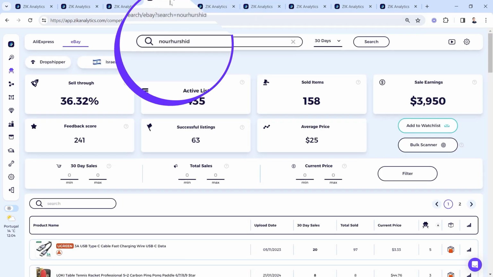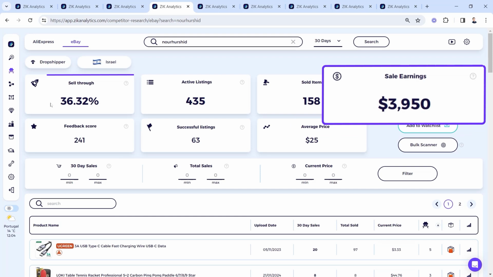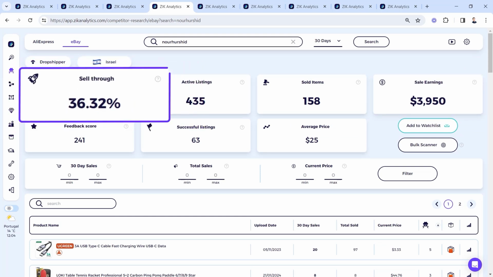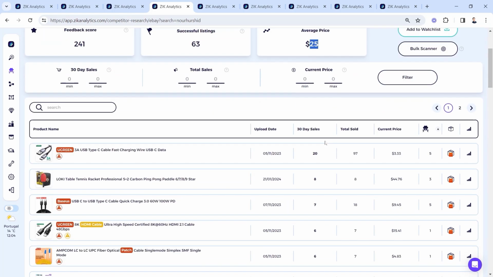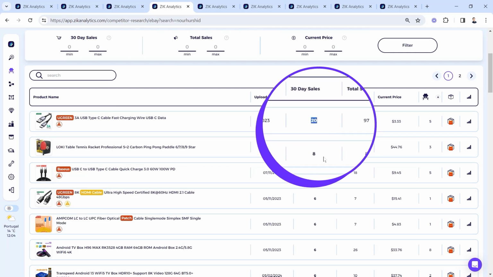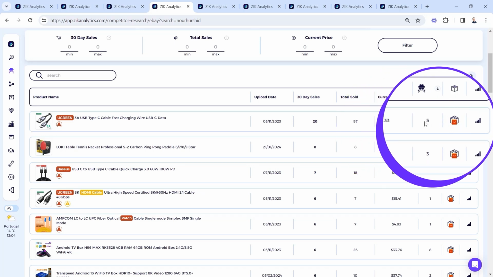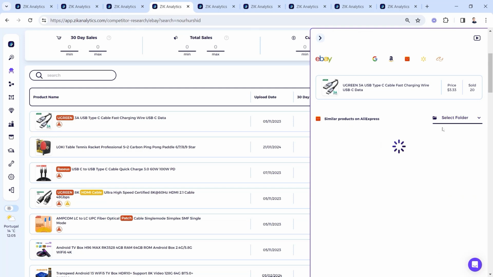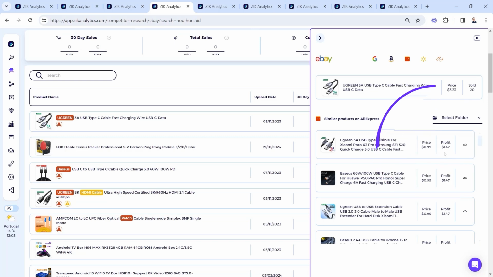Now let's check another seller. This seller here is also an AliExpress seller, $3,950,000 revenue, 36% sell-through rate. So as you can see, the sell-through rate is already much higher. This guy is doing very well in these terms. Average selling price is $25. And here we can see all the AliExpress products that he sells. And then we can see 20 sales in 30 days, 97 sold lifetime, $3 is the price, 5 competitors. And then we click the button here, the item finder for AliExpress. And we see that, yeah, he buys it for $1, sells it for $3. So he makes $1.47 profit, which is almost 50% profit.